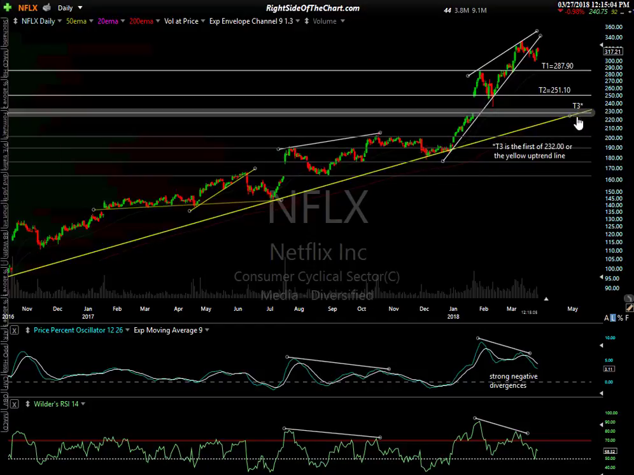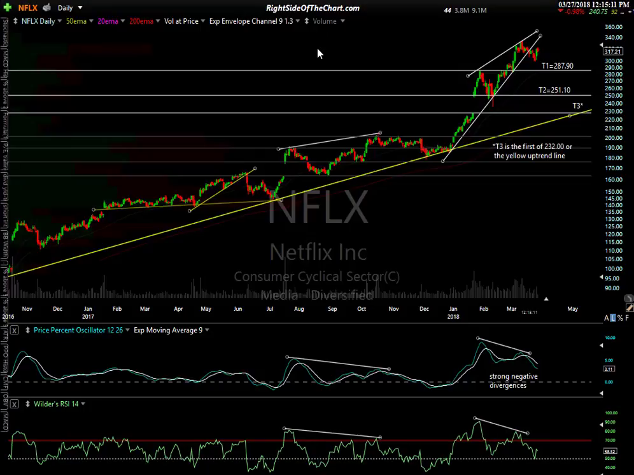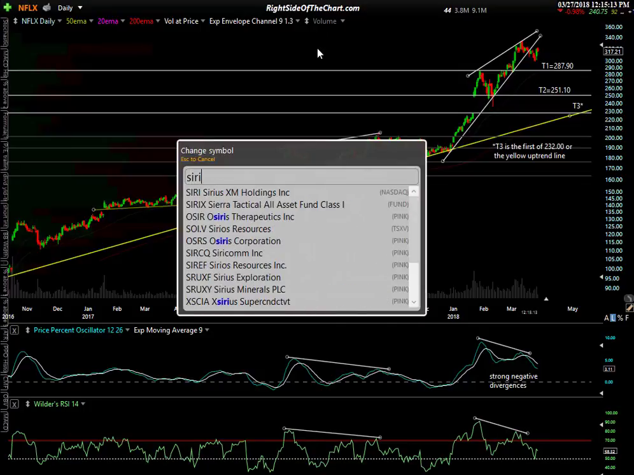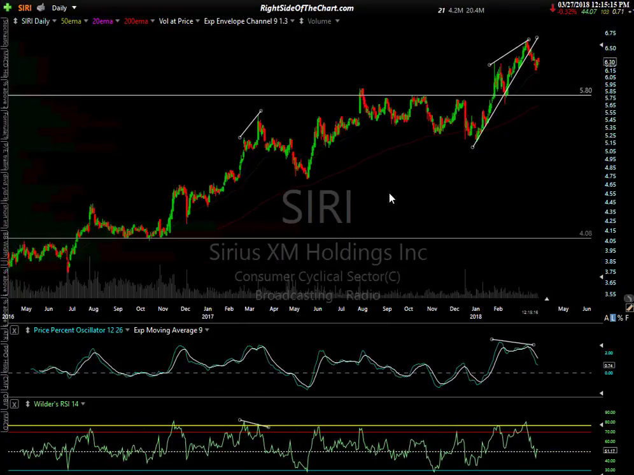But again, we have this other trend line here that may come into play first, depending on how long it takes us to get down there. All right, next up, Sirius Satellite or Sirius XM Holdings. Not much to say. Looks clean.